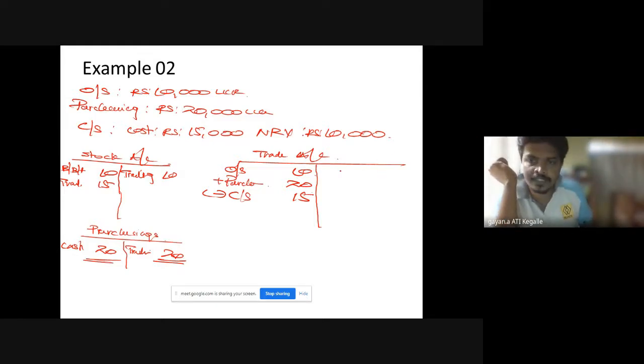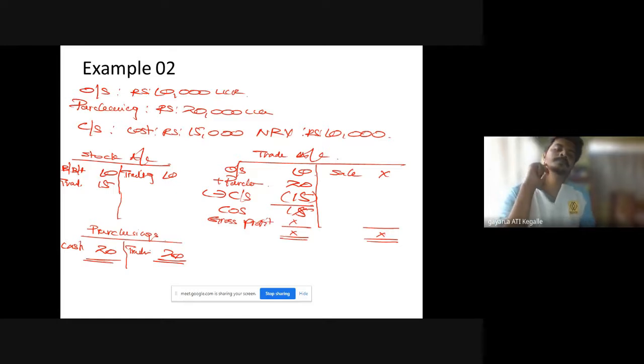Now based on this given information, we can calculate the sales and draw cost of sales. Here cost of sales I think 15. Now, it has been noted that the net realizable value of this item is 10,000. That means some stock deductions need to be processed.